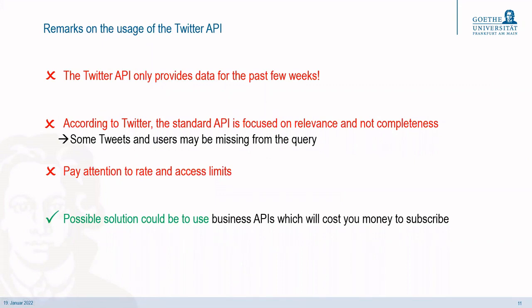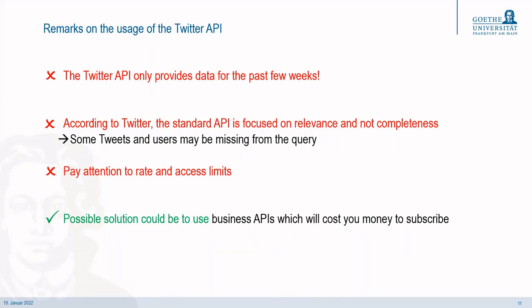The Twitter API only provides data for the past few weeks. So if you want to have older data, this is not possible. I'm going to show you in my example later on what this really means. But if you, for example, want to analyze a past event, then it's too late now. If you think about the outbreak of COVID in China, which was about March 2020, you will not find any tweets about this using the standard Twitter API.